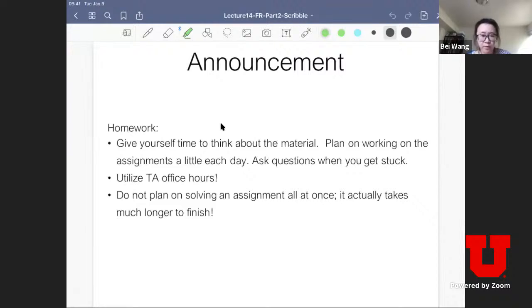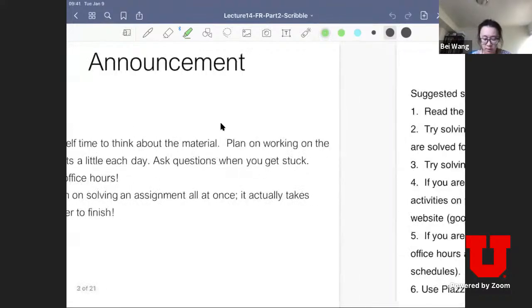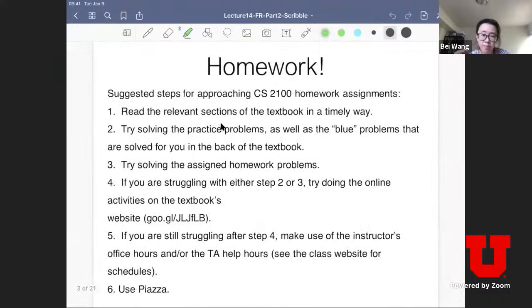It's important to give yourself enough time to think about the material, and the suggestion is to try to work on some of the problems once a day, and then try to use TA office hours. Try not to solve all assignments all at once, because it sometimes takes much longer than you expected. And in general, there are also additional instructions we listed over Canvas.